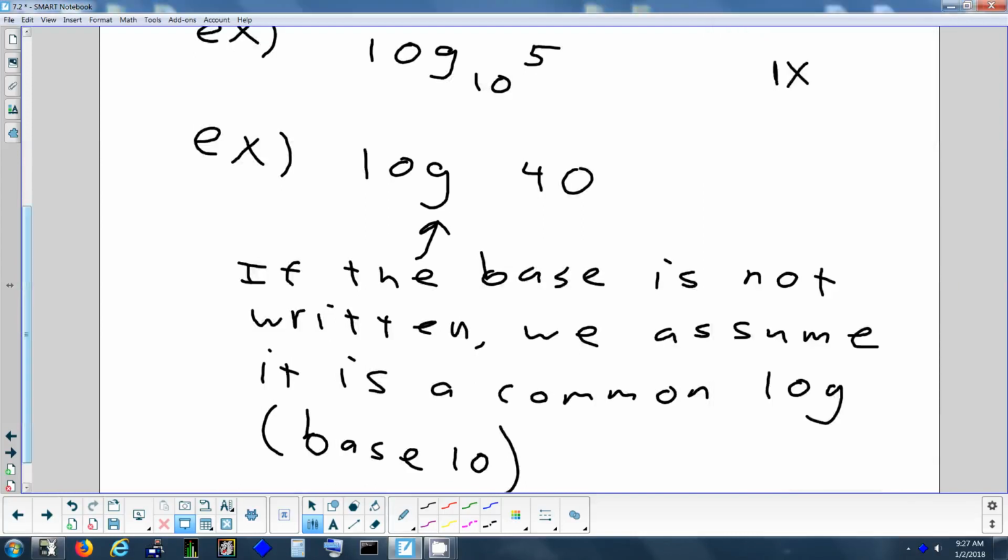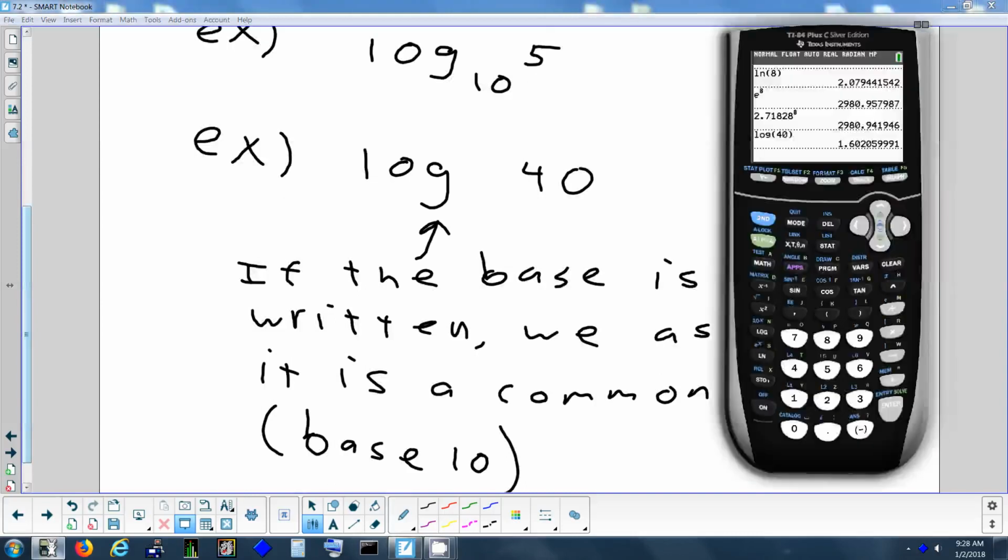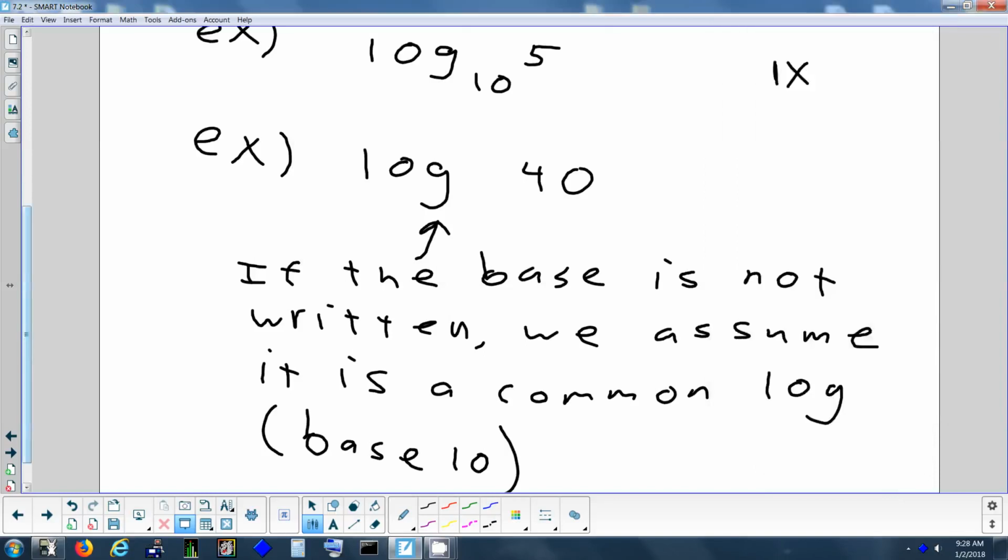But what if I didn't want base 10 or base e? Well, there's going to be a way to do that, and there is. And I'll show you tomorrow. You can do any base you want in the calculator, but those are the only two you can do by pressing a single button. Base 10, base e. Also, I might not have mentioned it, but the base has to be a positive number. You can't do negative bases. That doesn't work.